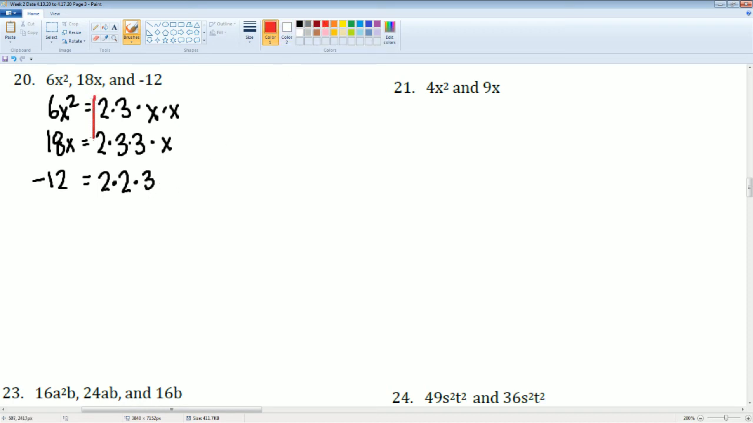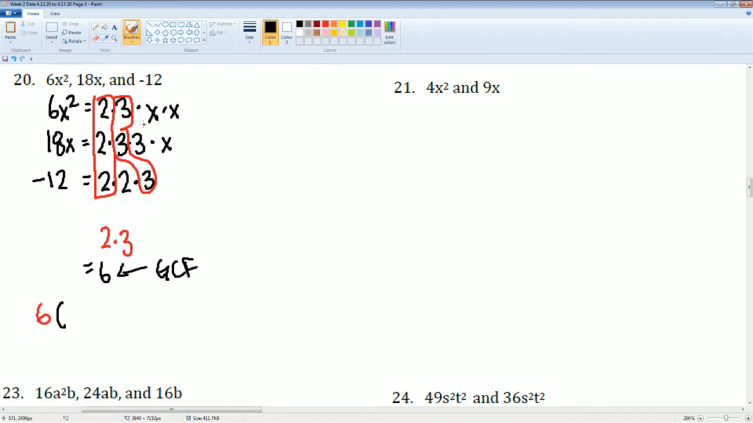You have the 2, you have the 2, you have the 2. So 2. 3, 3, 3. Yep, that looks good. 3, 3, and 3. Do they have x's in common? No. So, right here, you would say 6 would be the GCF. And if you factor it, it would look like something like this. 6 parentheses. That's the greatest common factor.